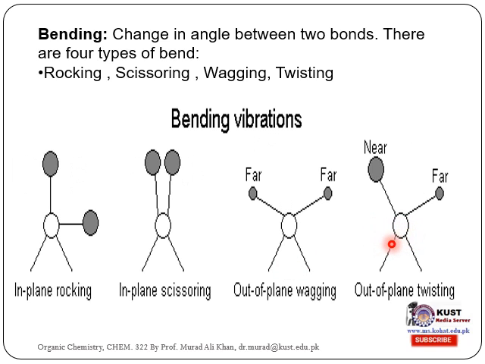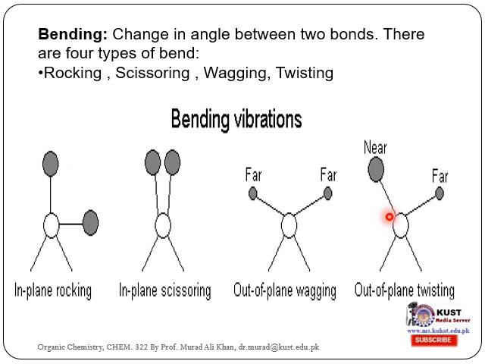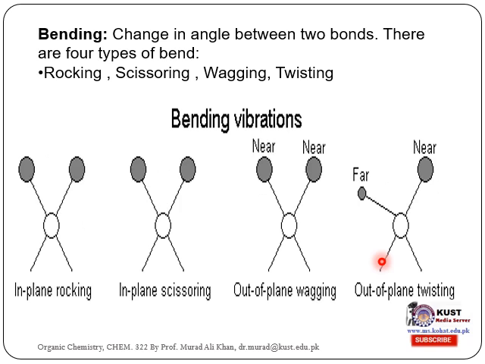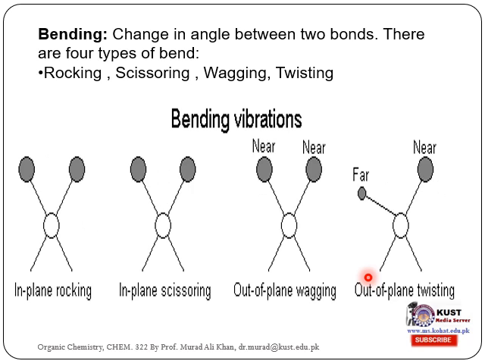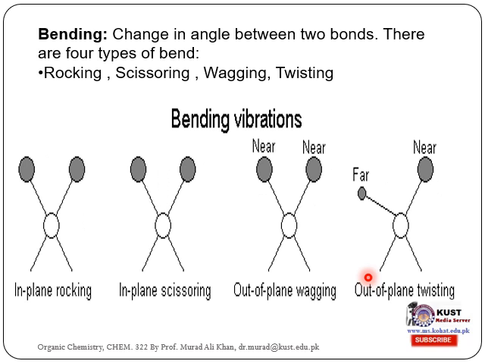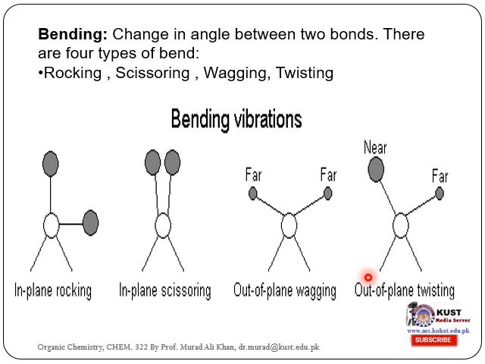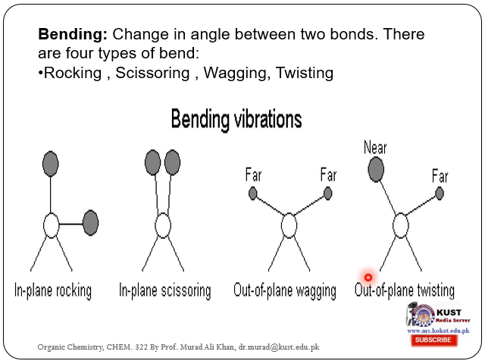And this one is also out of plane. One is near, one is far. This is out of plane twisting. So the bending vibrations are rocking, scissoring, wagging, and twisting. The rocking and scissoring are in-plane vibrations, while the wagging and twisting are out-of-plane vibrations.